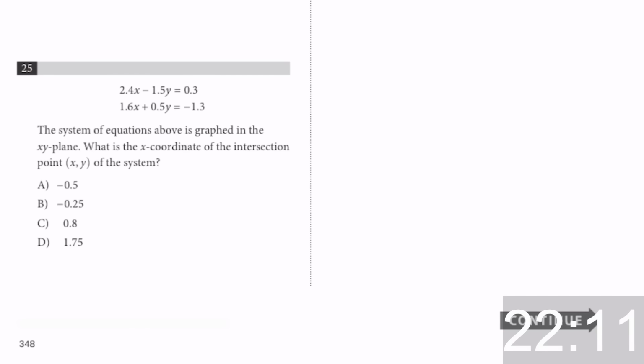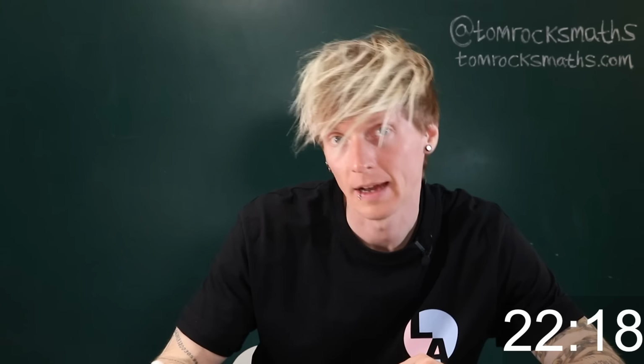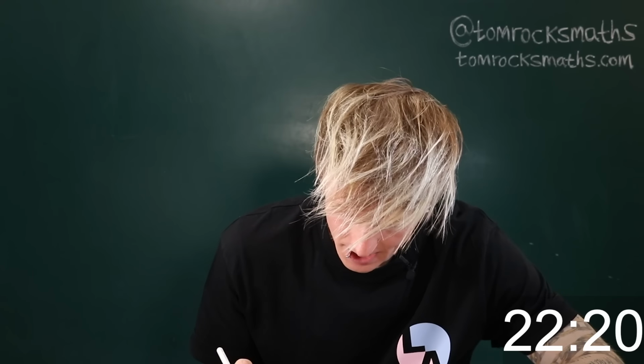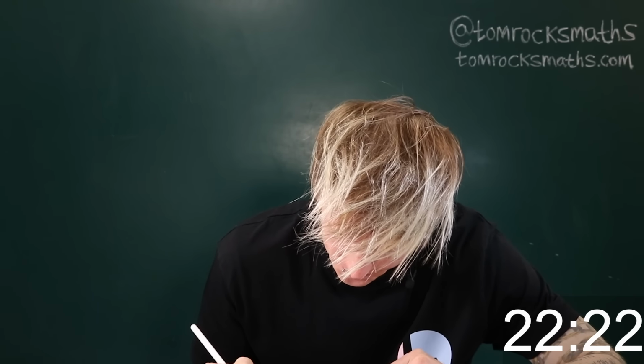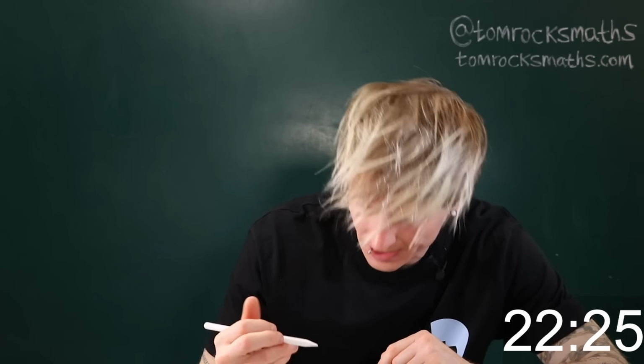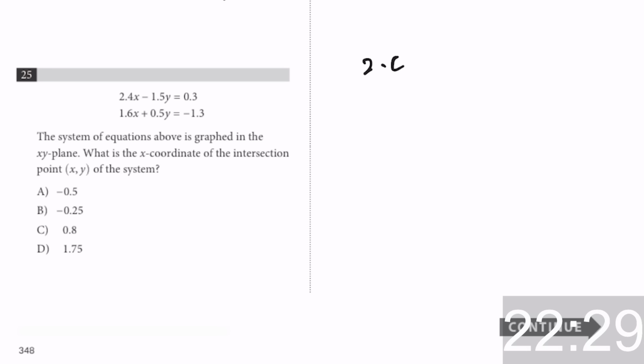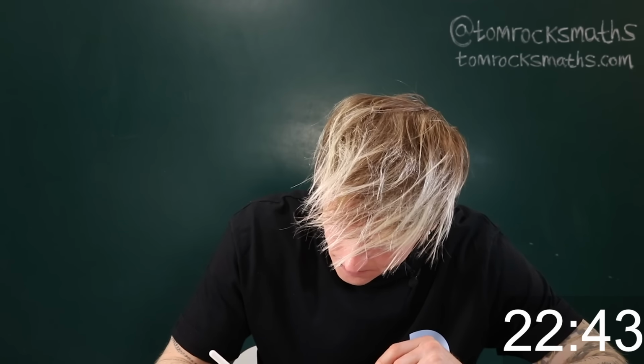Okay, 25, the system of equations above is graphed in the xy plane. What is the x coordinate of the intersection point? These numbers are awful. Okay, so let's try and solve them simultaneously then. If I do 3 times the second one and then add them, that will be 2.4x minus 1.5y is 0.3. 3 times the second one, so that's 4.8y plus x. Read the question, Tom.